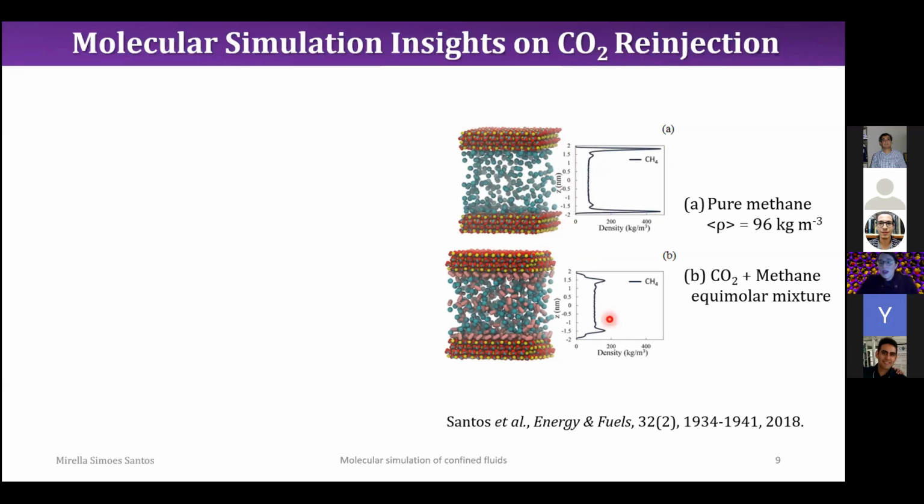But what happens when we insert an equimolar amount of CO2 into this pore is that CO2 displaces the methane that was initially adsorbed close to the calcite surface, pushing it towards the middle of the pore. So what we see now in the density profile of methane is that methane is not adsorbed so strongly on the calcite surface, and it was pushed towards the middle of the pore.